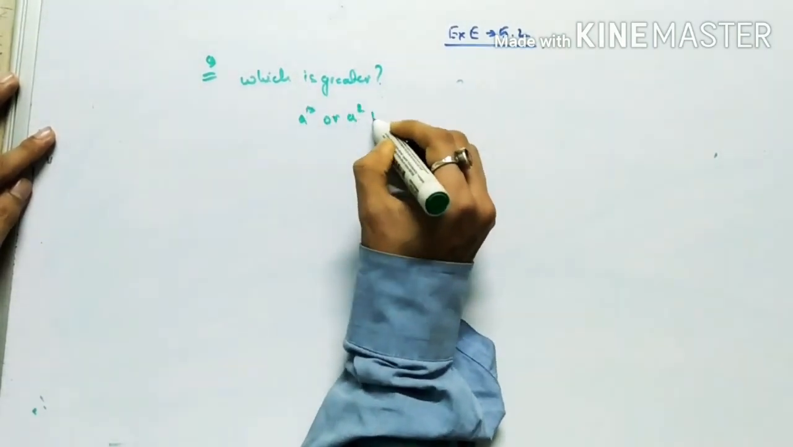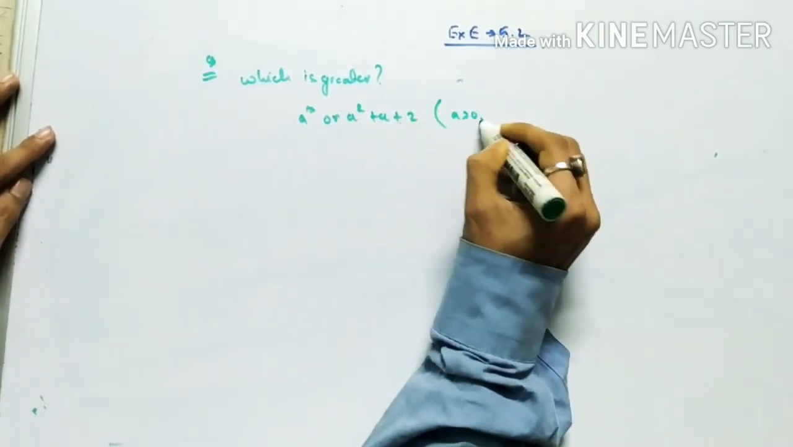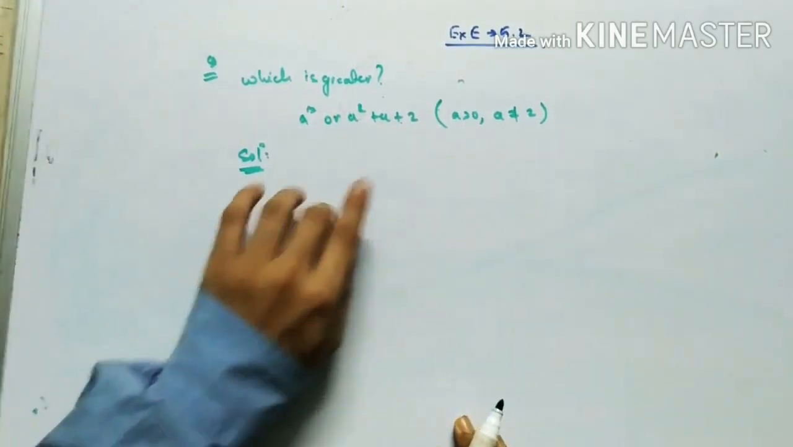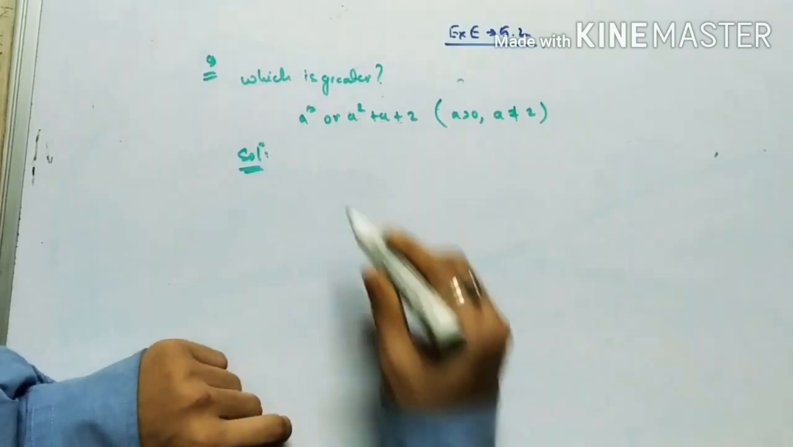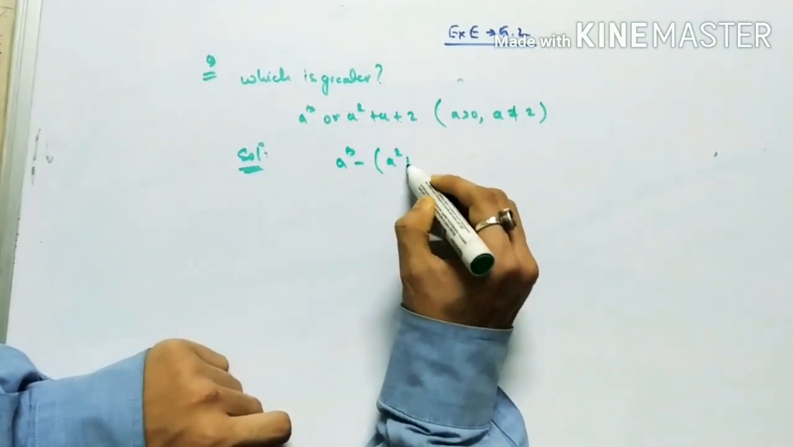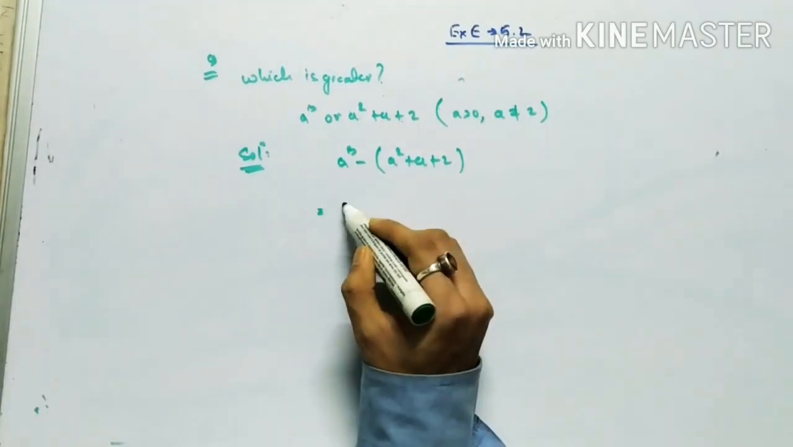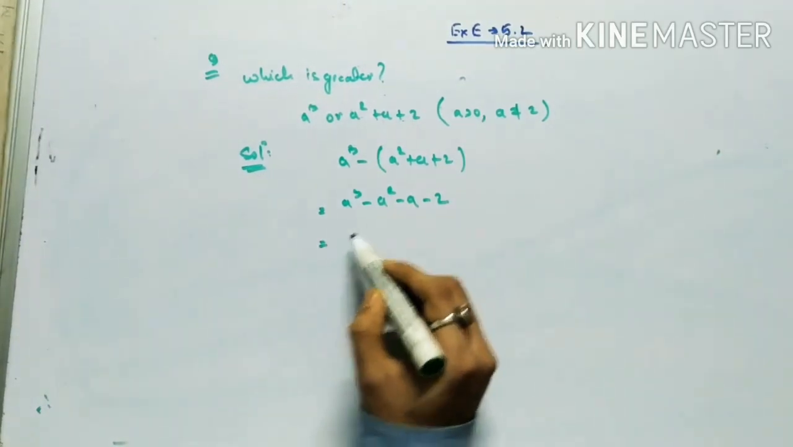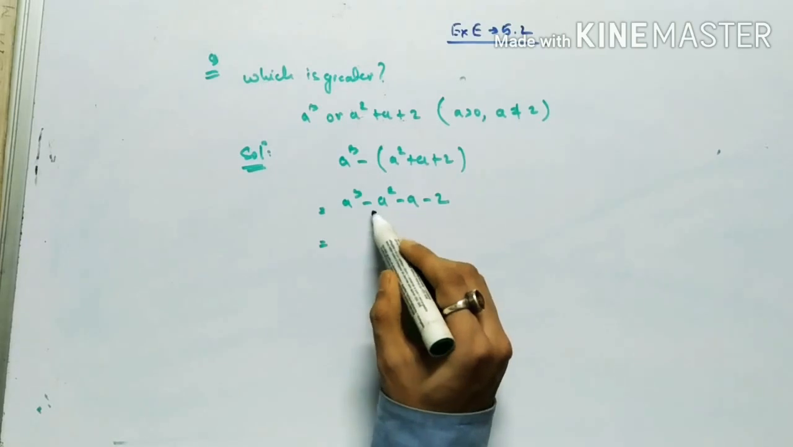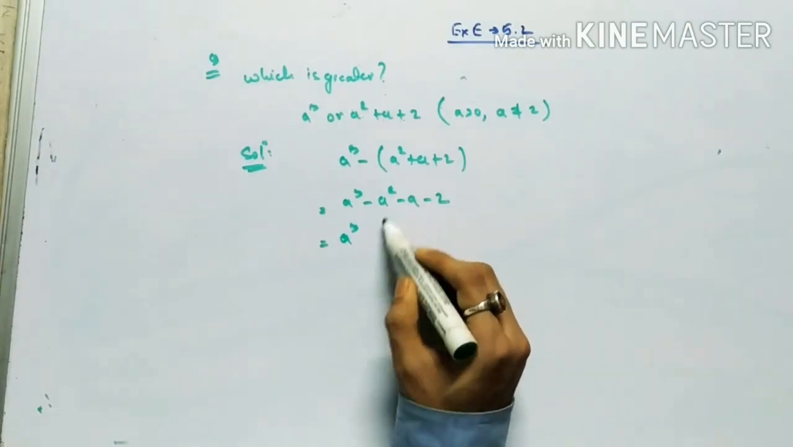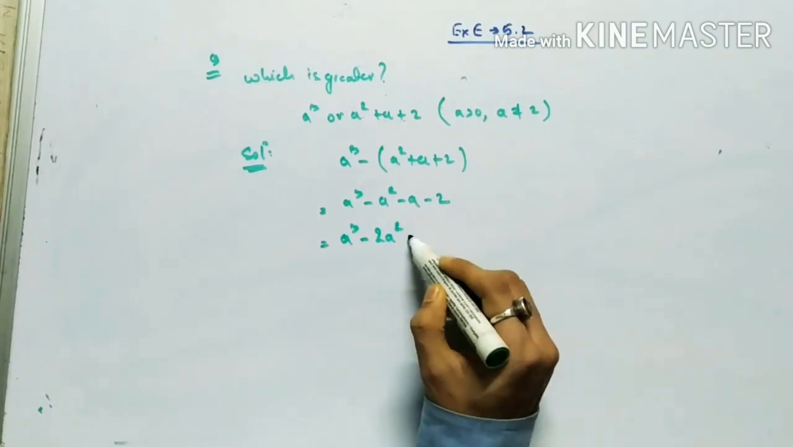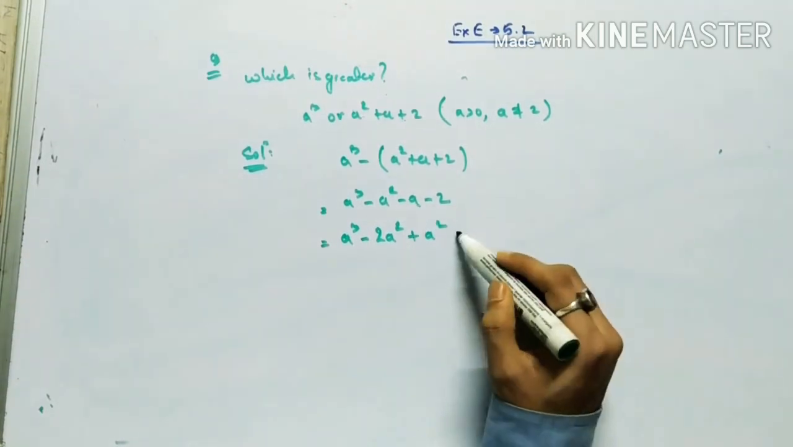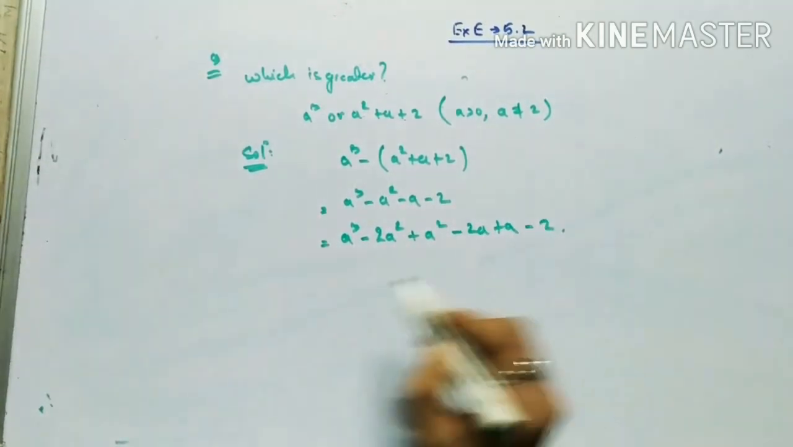which is greater, a cube or a square plus a plus 2, where a is greater than 0, a not equal to 2. Okay, which is greater, this or this. So again here I will do the same thing, I will take it as a cube minus a square plus a plus 2. So this is a cube minus a square minus a minus 2. Now here you see a cube minus a square I can write as 2a square plus a square, and minus a I can write as minus twice a plus a minus 2.